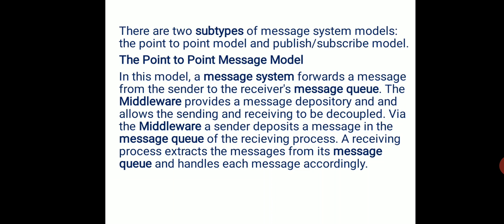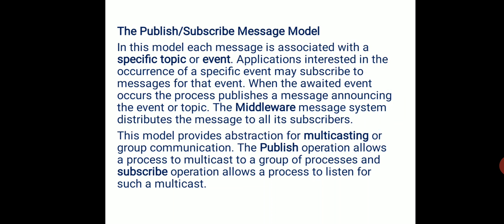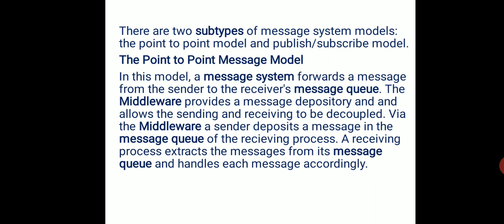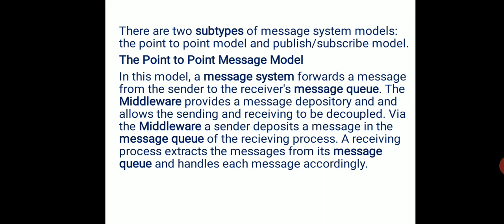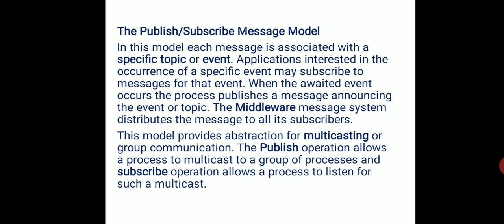The middleware deposits a message in the message queue of the receiving process, that is the receiver. The receiving process extracts the messages from its message queue and handles each message accordingly. There is one more, that is the publish subscribe message model. Under the message system paradigm, we have two subtypes, the point to point model and the publish subscribe model. The first one is the point to point message model, and next is the publish subscribe message model.